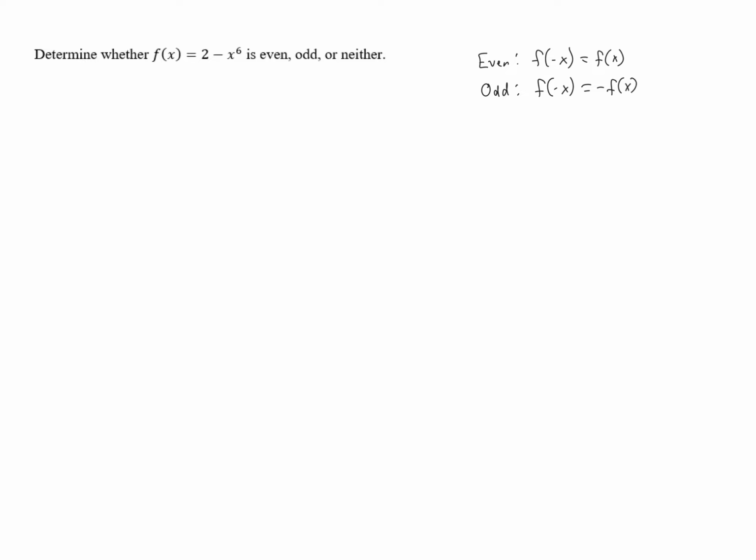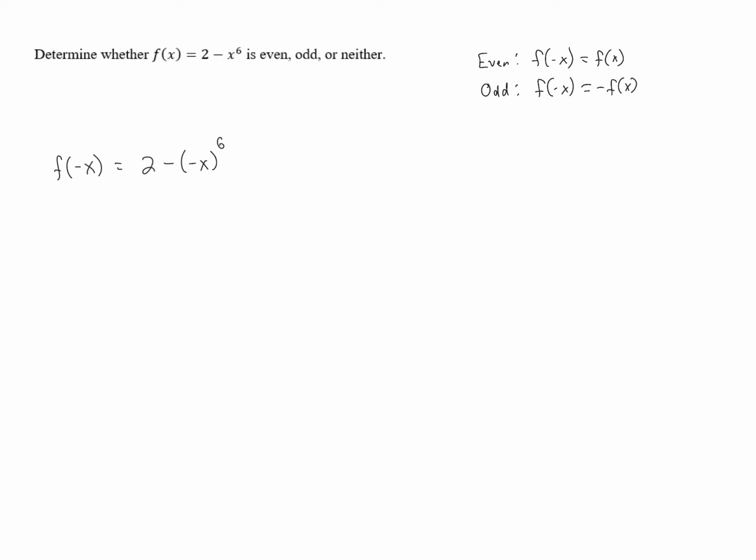So what we have to do in either case is evaluate the function at negative x and see if the result is equal to the original function, its opposite, or neither. So substituting in negative x into this function gives us 2 minus negative x to the sixth power. And of course, I am using the shortcut of calling it negative x. I should be saying the opposite of x, but it's just a little bit shorter to say negative x.